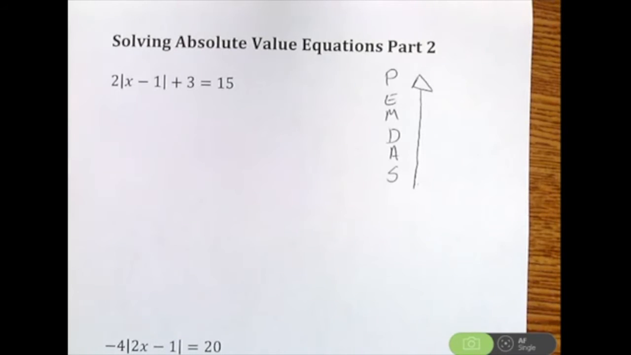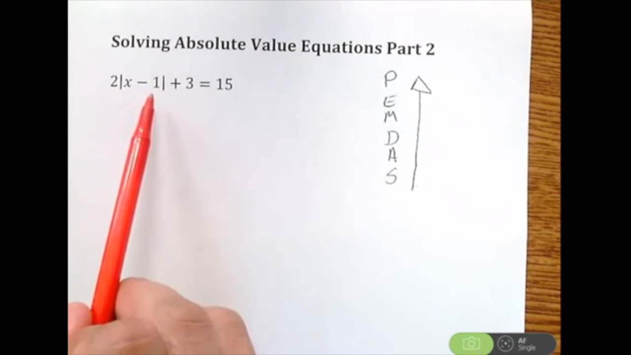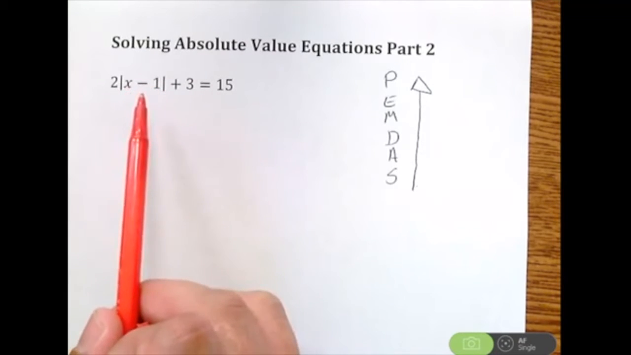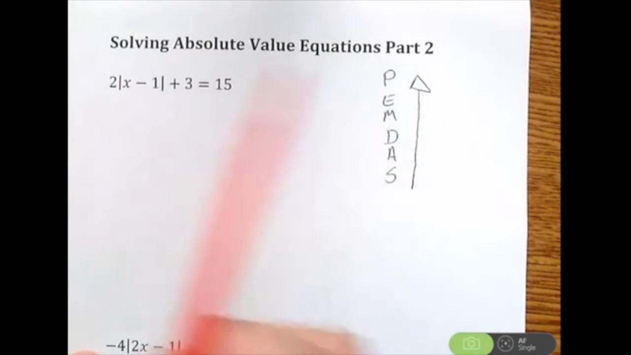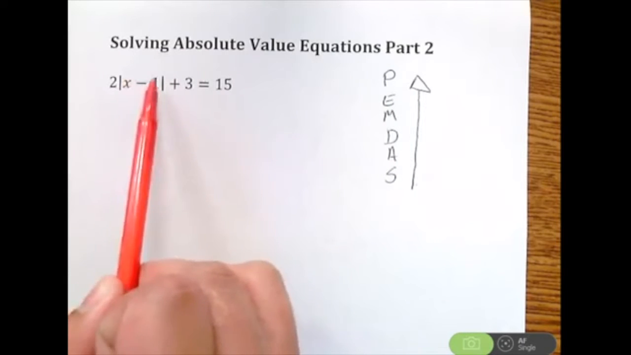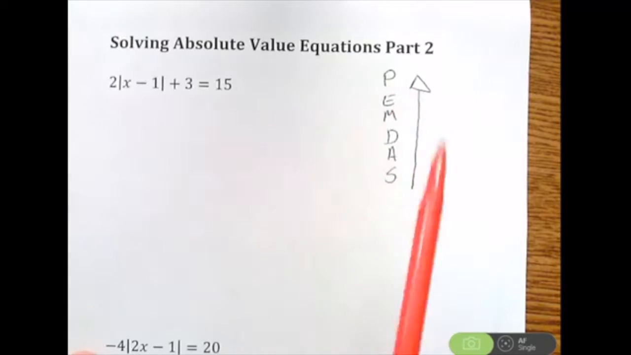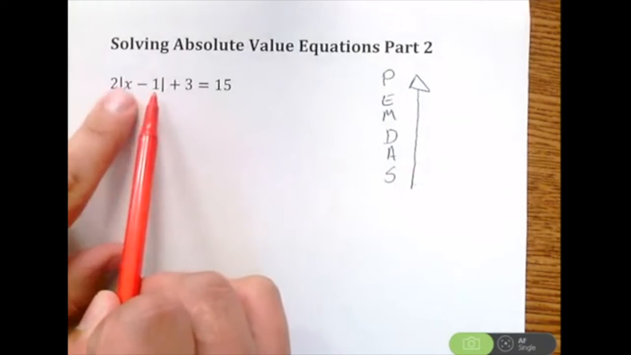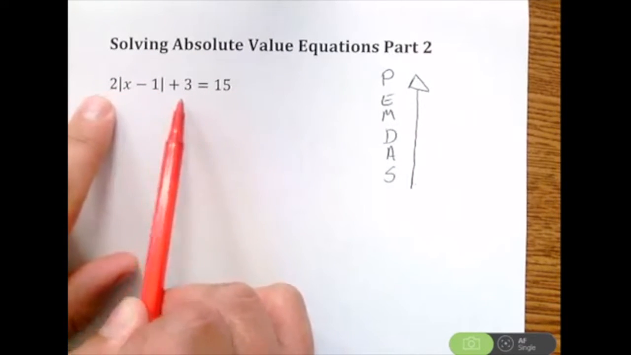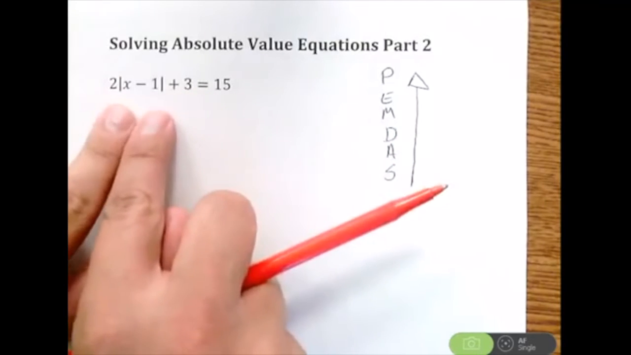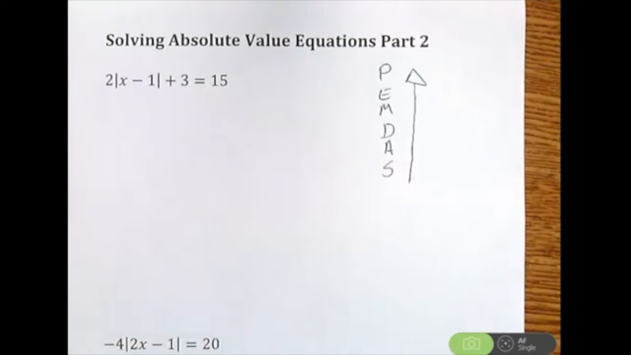So if we look at this first problem where we have 2 absolute value of x minus 1 plus 3 equals 15, remember, absolute values are like parentheses. So I cannot touch what's inside this absolute value until the very end. I've got to get rid of, on the outside of these absolute values, the addition, subtraction, multiplication, division first on the side with x. Then I can work on the inside.